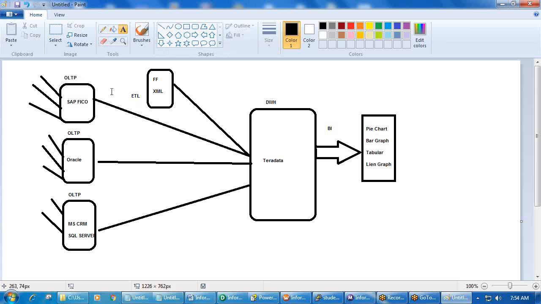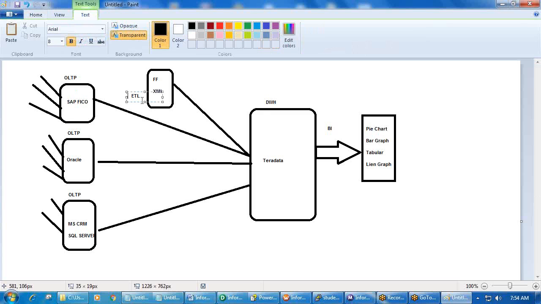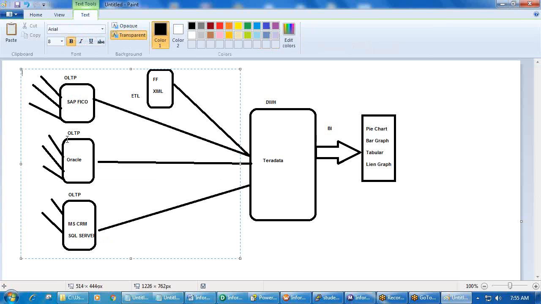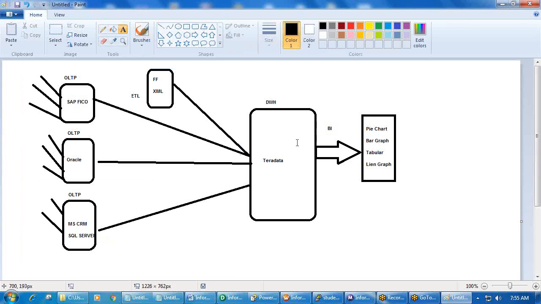Now, what is the job of ETL here? ETL will extract the data from all these transactional systems and load it into the data warehouse. So now we understand the two terms, what is ETL and what is BI. Let's understand a few things here. We are integrating the data from the transactional system into the data warehouse just for analyzing the data, nothing else. You're not doing anything else with the data warehouse.